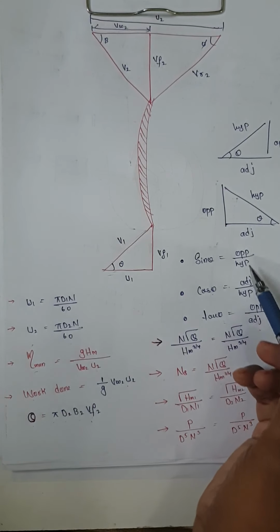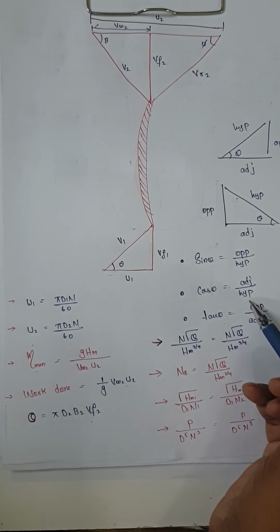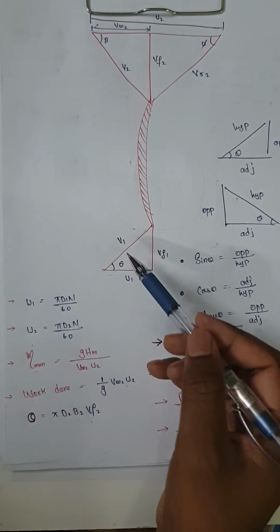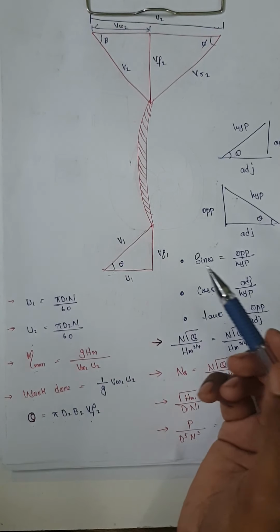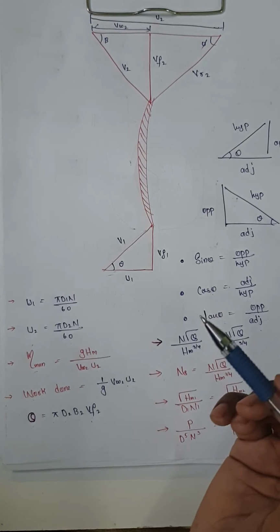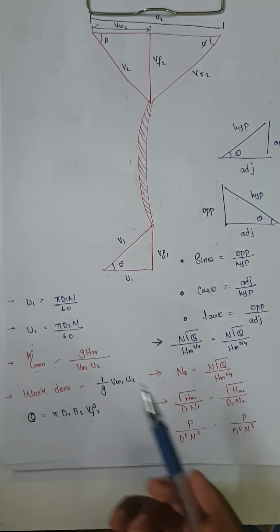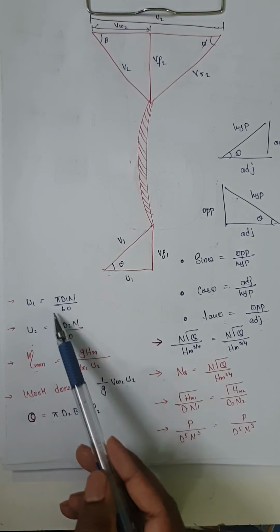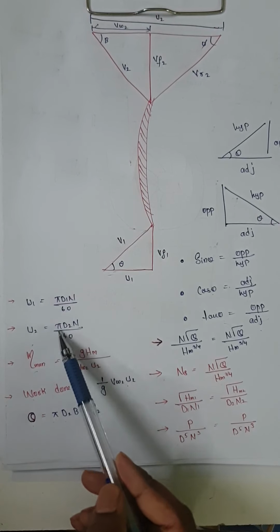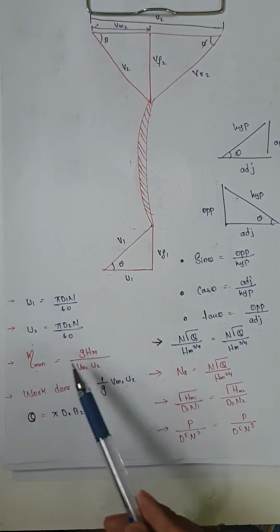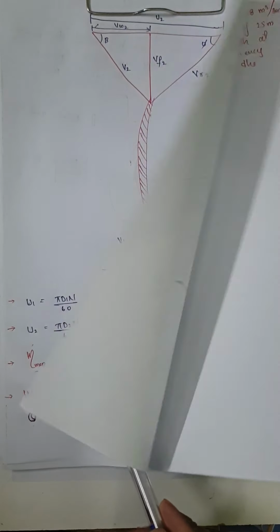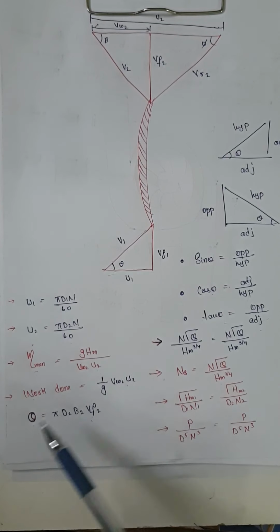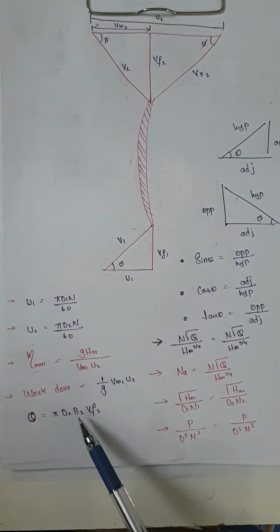Sin theta is equal to opposite by hypotenuse, cos theta is equal to adjacent by hypotenuse, and tan theta is equal to opposite by adjacent. This is the initial velocity V1, and always remember that Vf1 is equal to Vf2 if a specific condition is not mentioned. Then some basic formulas: for finding U1, the formula is pi D1 N1 by 60. For U2, pi D2 N2 by 60. For manometric efficiency, g into Hm by Vw2 into U2. Then work done is equal to 1 by g Vw2 into U2, and discharge is equal to pi D2 B2 Vf2.